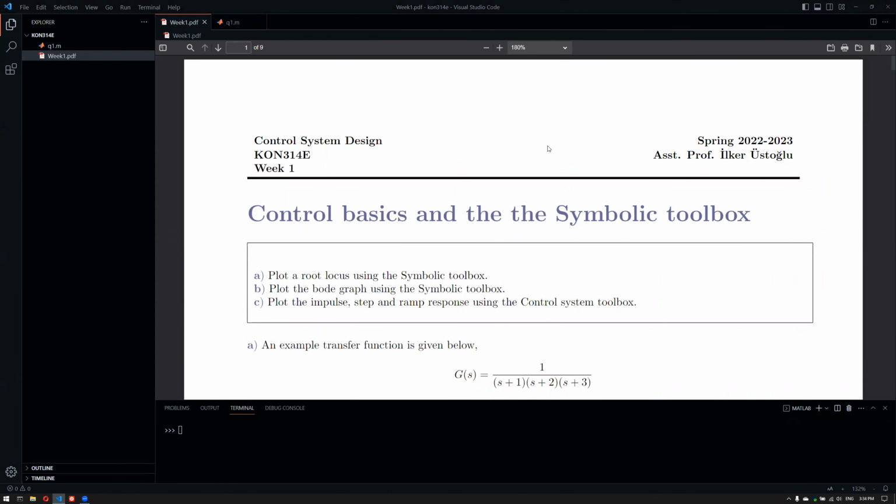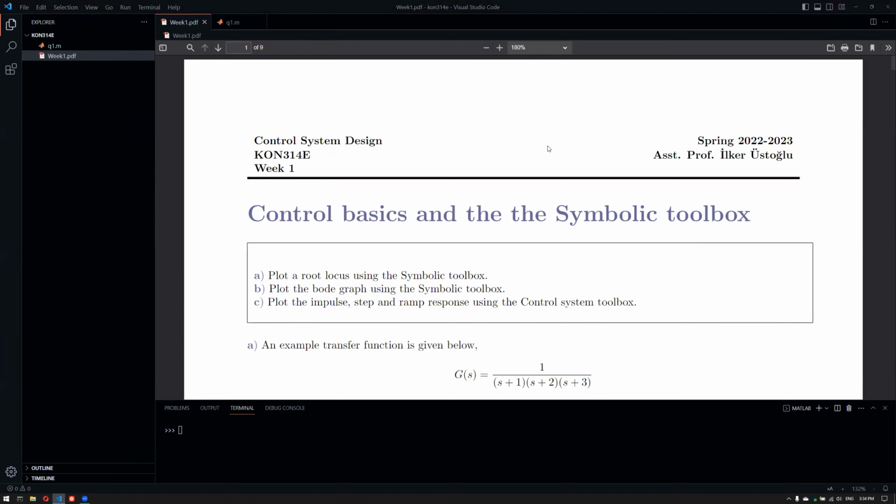Hello, everyone. This week's topic is going to be a little bit about control theory, some control basics, and also the introduction of the symbolic toolbox, how we can use it throughout the semester in this course. It's going to be mainly about these 3 points.